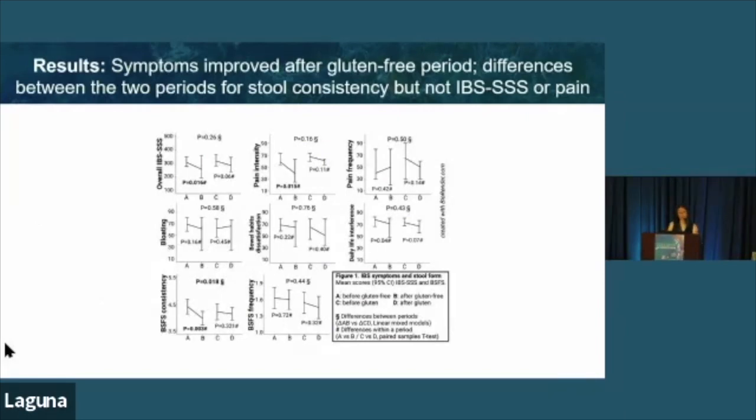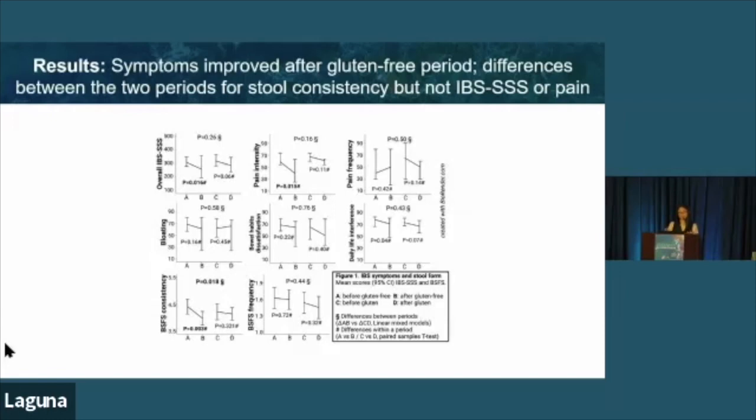This is a figure of some of their main findings. What you see here on the left are all their different symptoms. They measured a change in abdominal symptom severity, change in abdominal pain, change in stool consistency, either before and after the gluten-free period, or before and after gluten. They did note that symptom severity and pain intensity in particular improved after the gluten-free period, and you can see these paired changes.